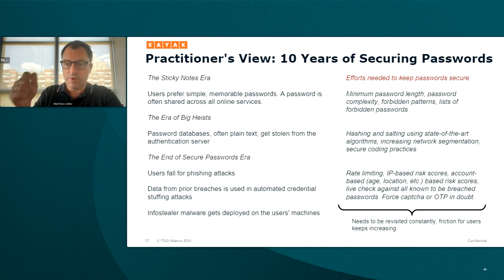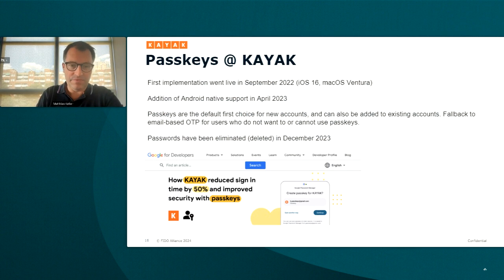So there's this permanent maintenance going on to try to keep up the dream of keeping passwords secure. And so we decided to opt out of this dream of keeping passwords secure with the help of passkeys. Our first implementation went live in September 2022, which was the release date of iOS 16 and macOS Ventura. We immediately also added support covering iOS and all web browsers. And then shortly after, we also added support for our Android application.